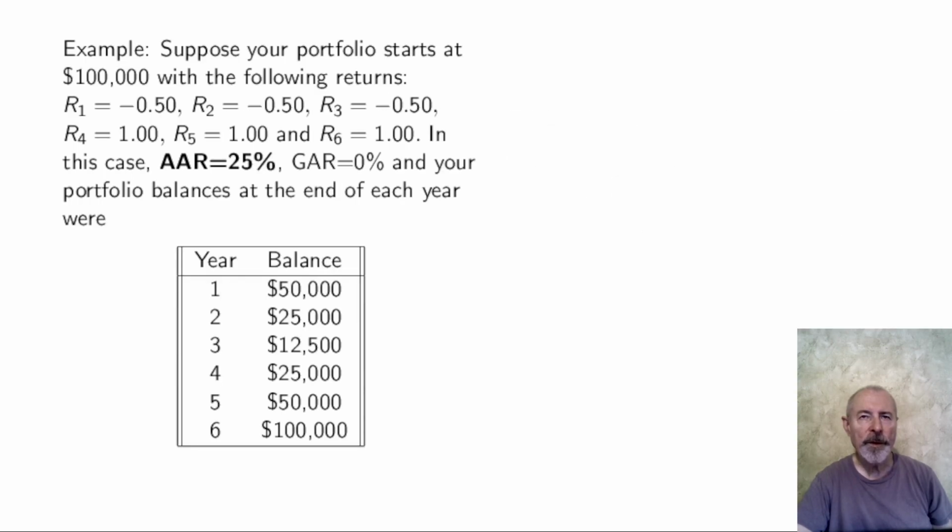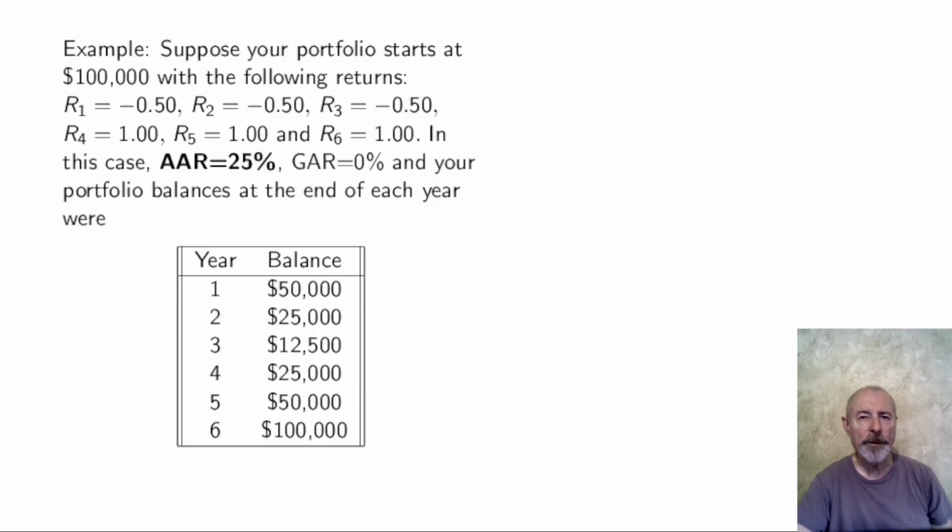Suppose your portfolio starts with $100,000 and you earn the following returns. You lose 50% in the first 3 years and you gain 100% in the next 3 years. In this case, your AAR is 25%, but your GAR is 0. Now, if you lose 50% of 100,000, you get 50,000 in the first year. Half of that is 25,000. Half of that is 12,500. That's the first 3 years.